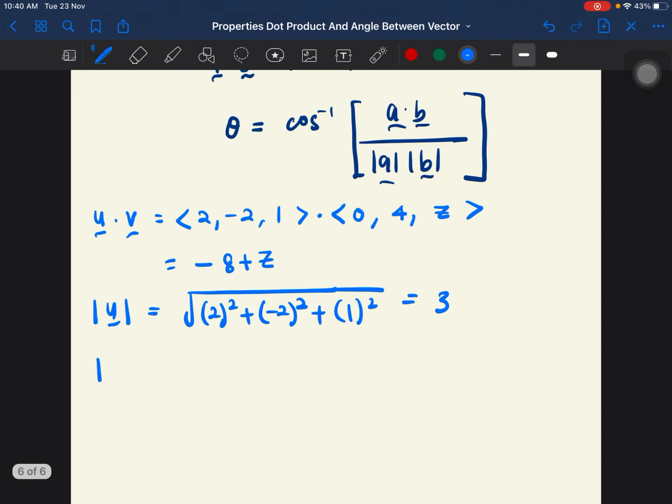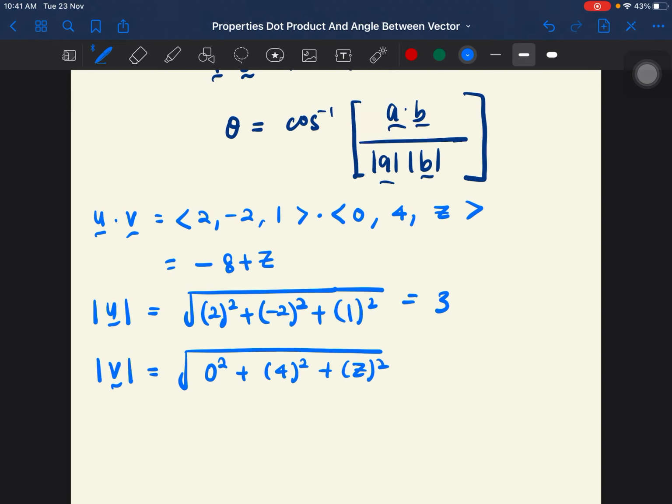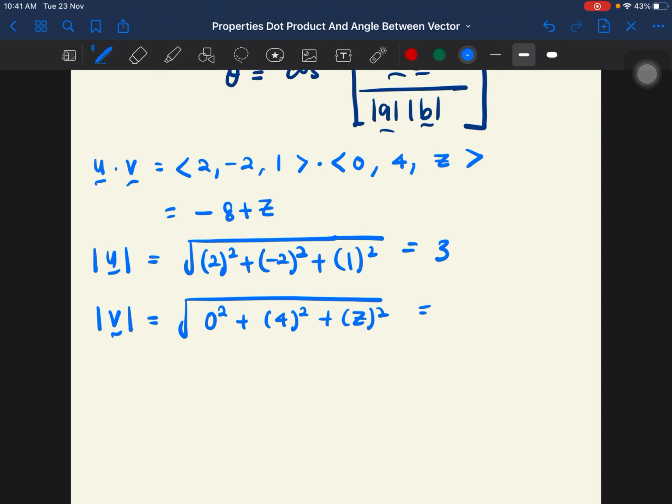The next one is, you need to find the magnitude of v. So the vector v is equal to 0, 4, z. So the magnitude will be the square root of 0 squared, which is equal to 0, right? So we will proceed with plus 4 squared plus z squared. So this one is equal to the square root of 16 plus z squared.